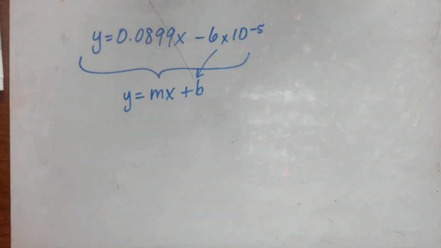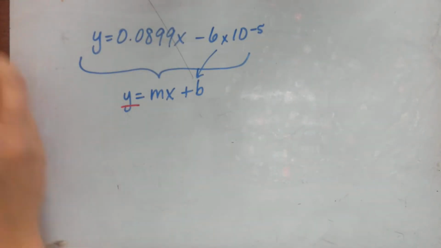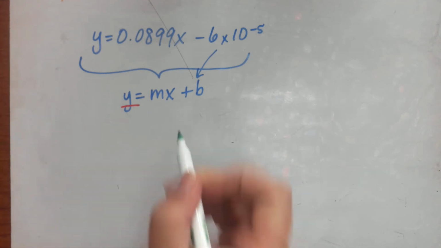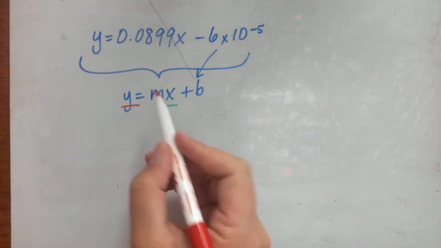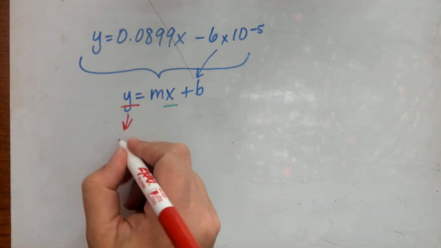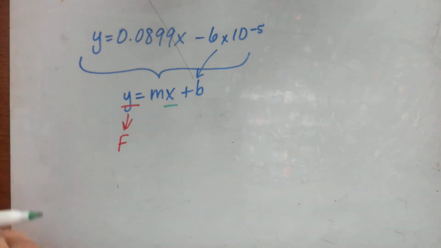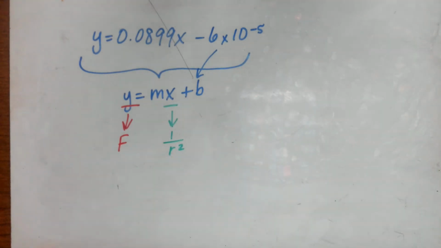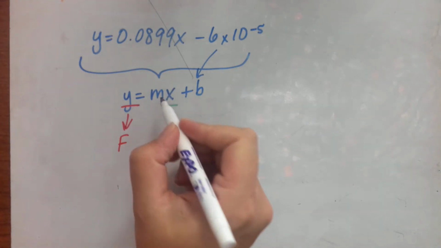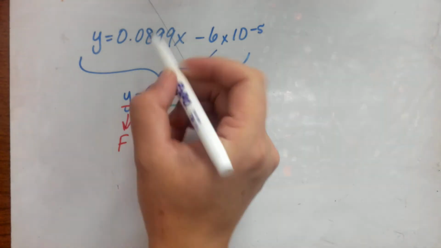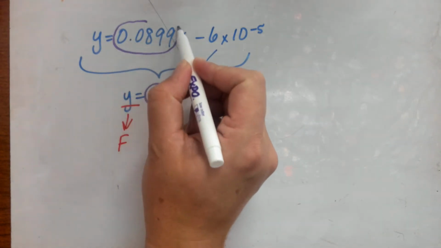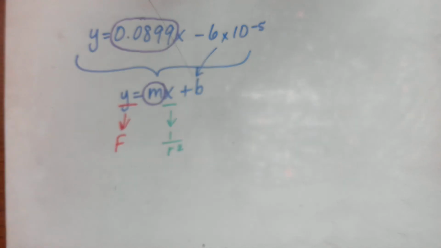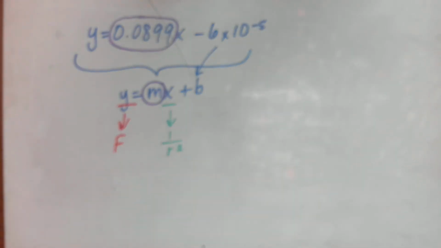But what we do need to look at is what is plotted on our y-axis and what is plotted on our x-axis. In our graph, on our y-axis, you should have had force, and on your x-axis, this was 1 over r squared. Our slope is m, of course, and our slope that we found by plotting everything is 0.0899. So what does that mean to us? We've got force and we've got 1 over r squared.